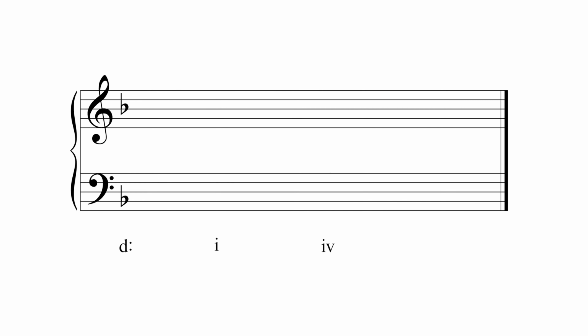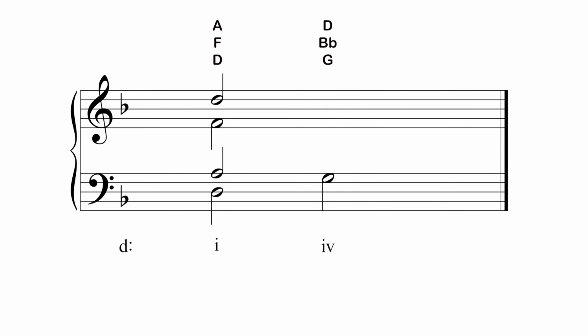The second way the one chord can move to the four chord is contrary motion. Make a one chord in D minor. That would be a D minor chord with the D in the bass, A in the tenor, F in the alto, and D in the soprano. Move the D in the bass to the G.